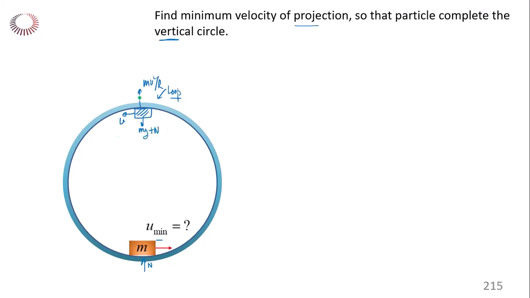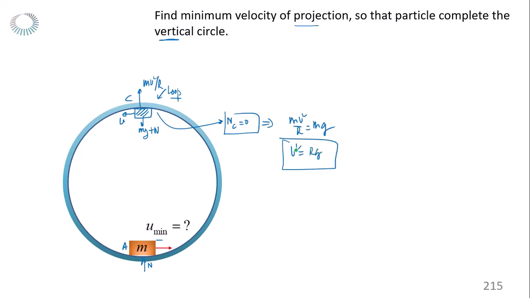At this point C, if I project the particle from point A, with the same analogy I will make the normal at point C equal to 0, not the tension, because it is not tied with a string. If I make normal to be 0, then mv square by r should be equal to mg. So the same expression, v square equals rg. This is the velocity of the particle once it reaches point C.